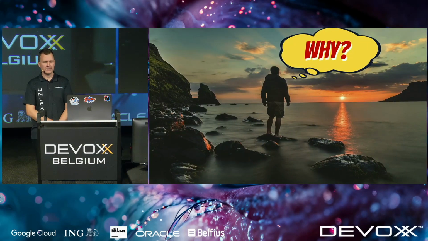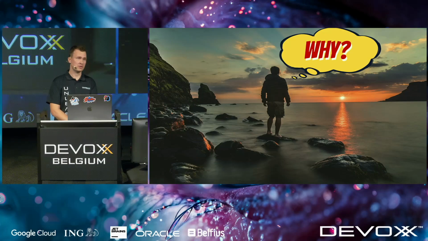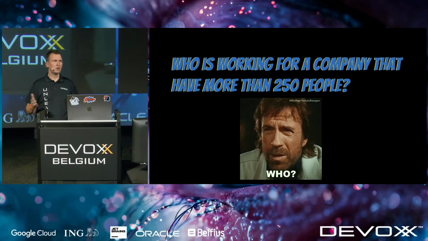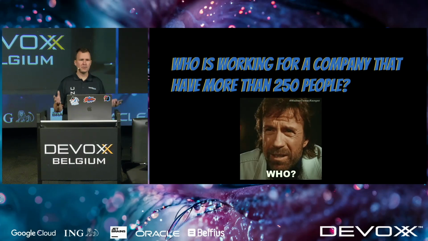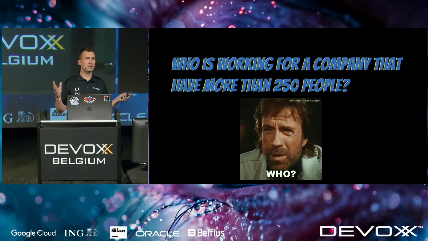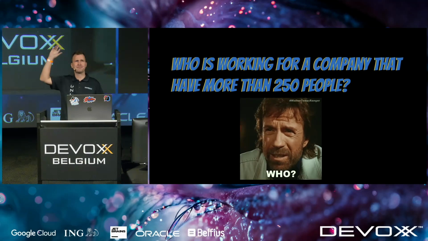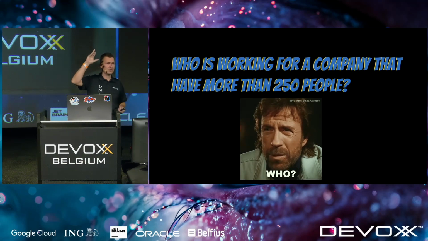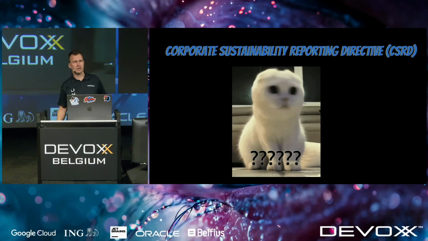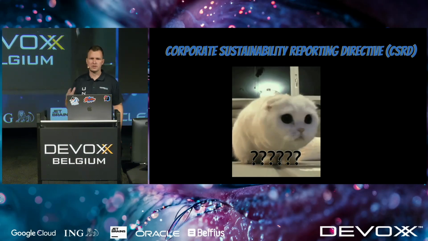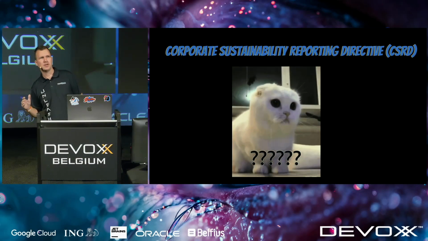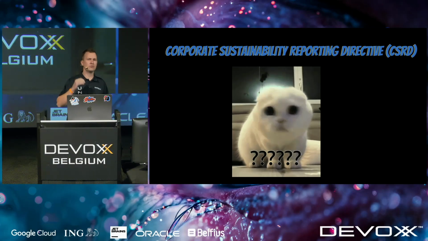So why? That's the most important question. I show you the video, but there's another why. Mostly the question is, who's working for a company that has more than 250 people? Can I have a raise of hands? More than half. So you need to comply with a law, the Corporate Sustainability Reporting Directive. So your company already needs to take action on this.